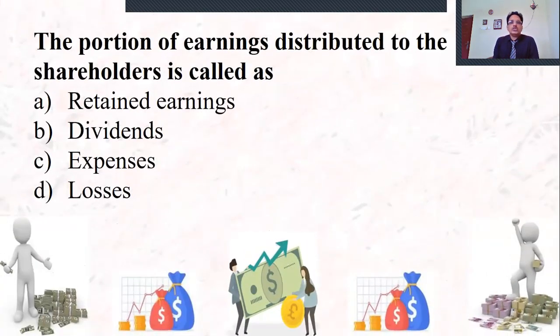So next, the portion of earnings distributed to shareholders is called, you know already, dividend. The portion of profit you distribute to equity shareholders or stockholders is called dividend. What is the retained earning then? The portion of profit that is retained in the business. Total net profit is 100,000. Out of that, 25,000 you retain.